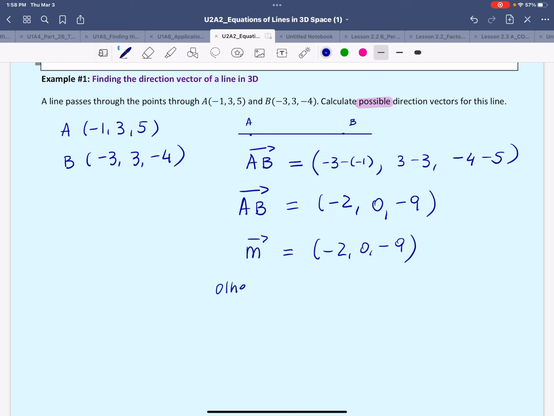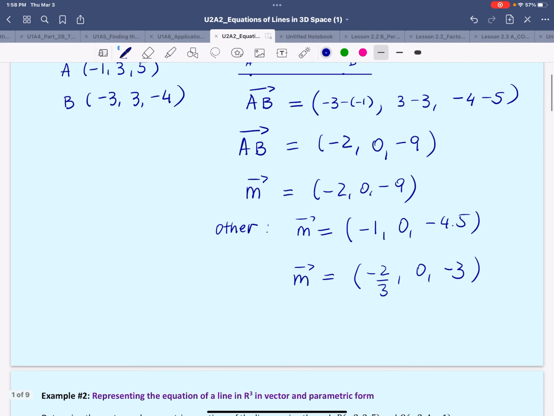So other direction vectors can be m equals, I would divide every coordinate by 2, so I will take half of this direction vector, so that's -1, and then 0, and -4.5. I can divide by 3, that's another one, so that would be -2/3, and then 0, and then -3. I can multiply by -5, and then you get 10, 0, and then 45. So just to give you an idea of how the direction vectors work, it's not a fixed value.